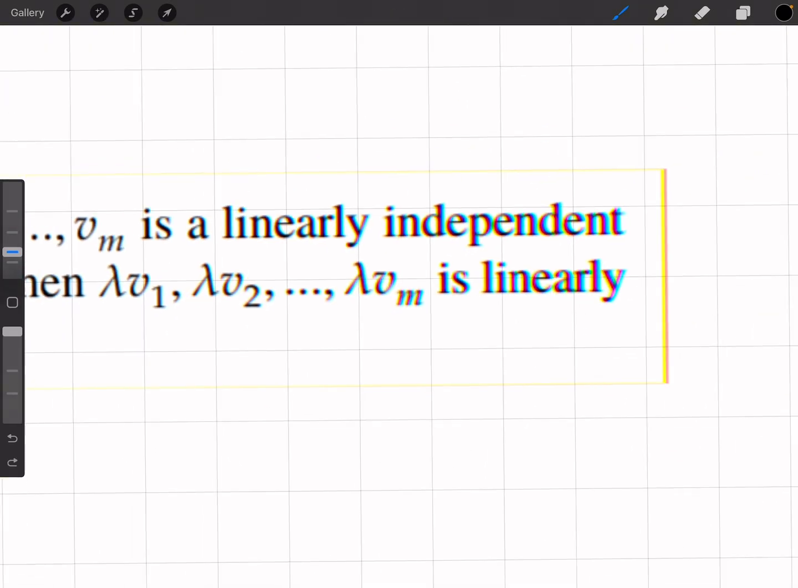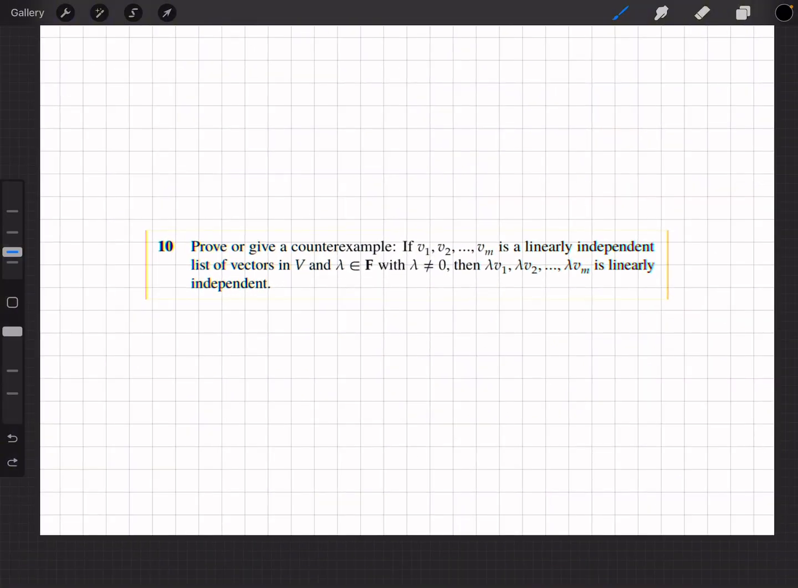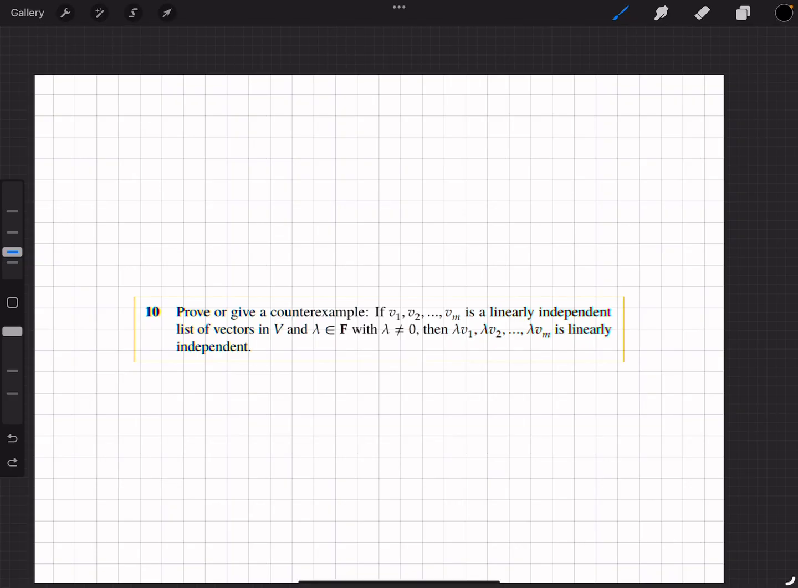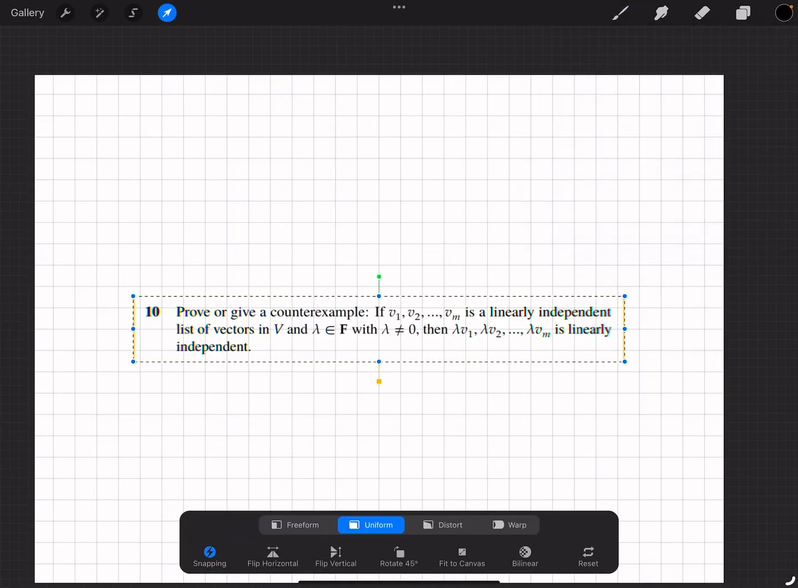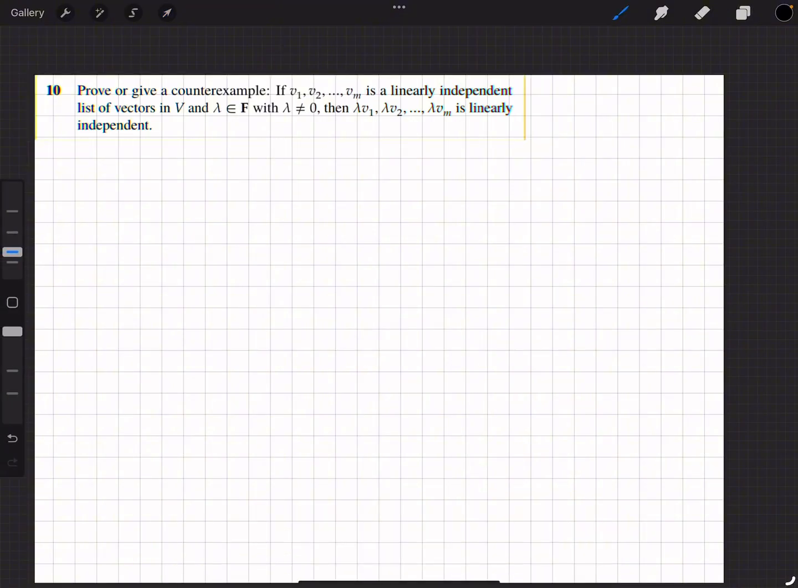Hey, how do you say this word? Linearly? Y'all, English. I need English lessons. Okay, so that's pretty good. We're going to take this and put it up here or something. Boop. And we're going to start working through it.